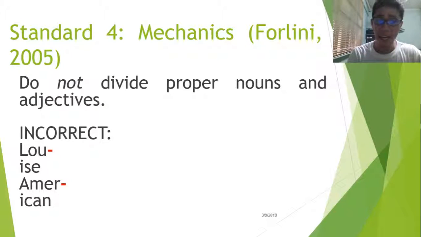Proper nouns and adjectives. We do not divide proper nouns and adjectives, because it's a form of respect for the ones bearing such names. Okay, we respect their names. Other than capitalizing them, we retain their unity. We do not divide them.